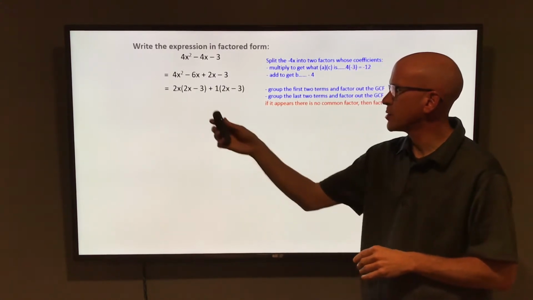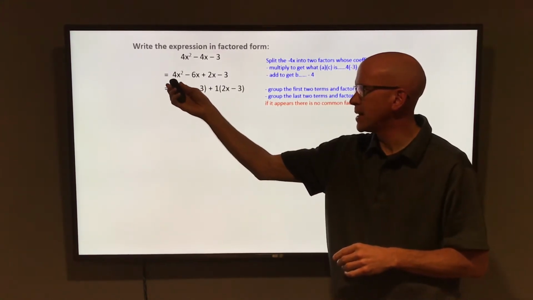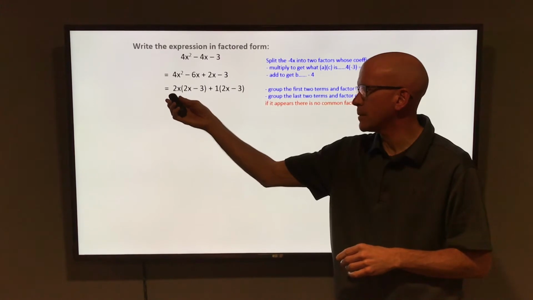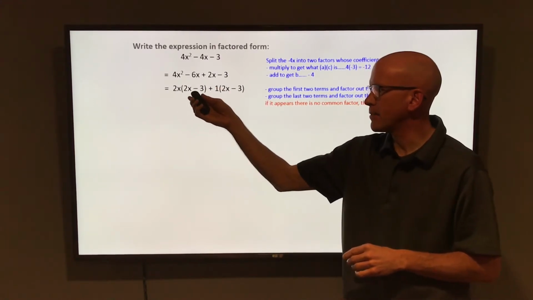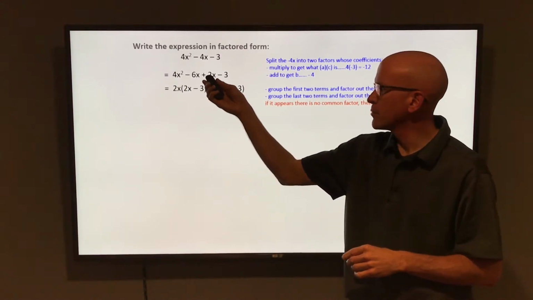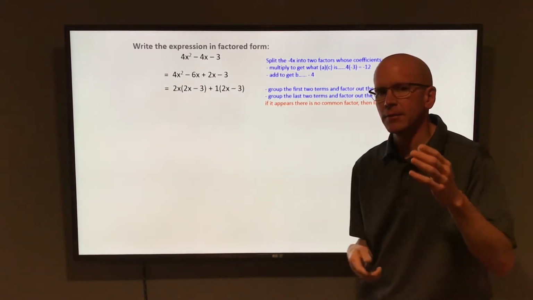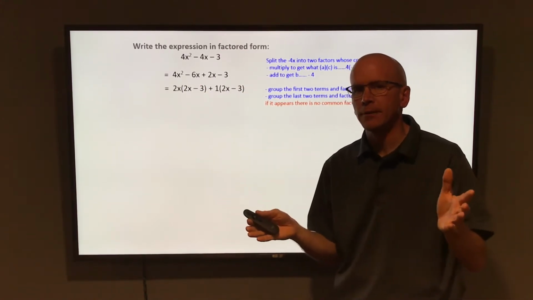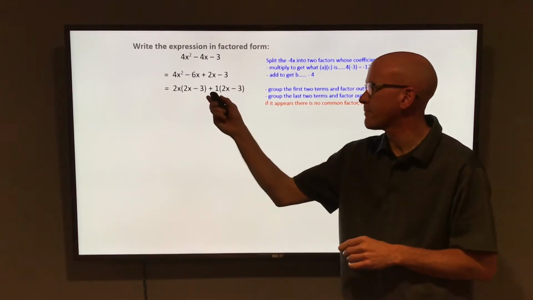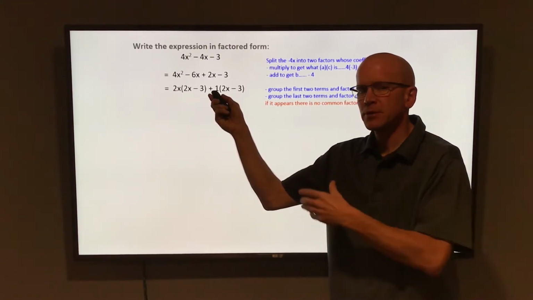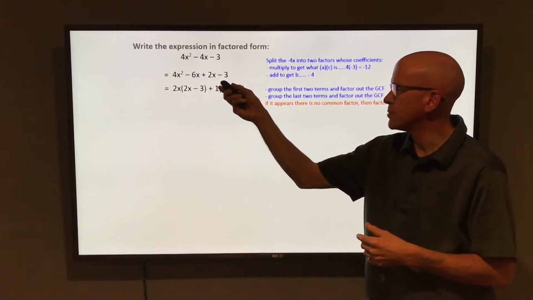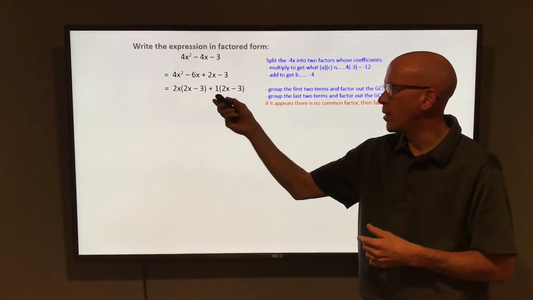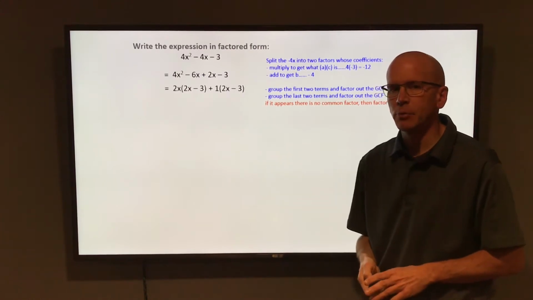If you factor 2x out of those first two terms, divide each term by 2x. 4x squared divided by 2x is 2x. And negative 6x divided by 2x, that is negative 3. And then group the last two terms together. Again, I said it looks like there is no common factor that you can factor out, but you can always factor a 1 out, especially to make this work the way you want it to. So if you factor 1 out of those last two terms, divide each term by 1, you end up with 2x minus 3 again in parentheses.